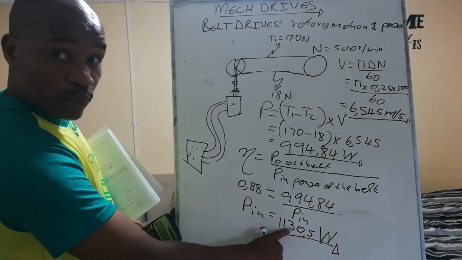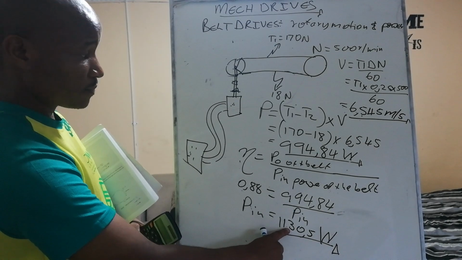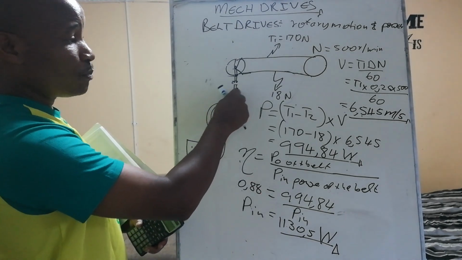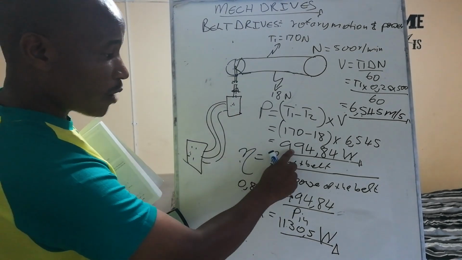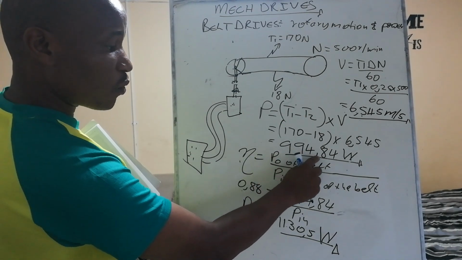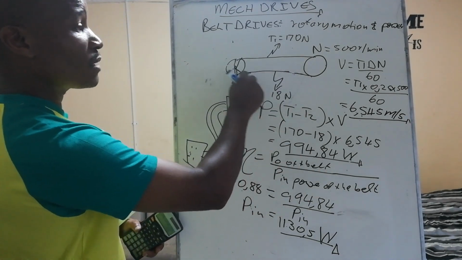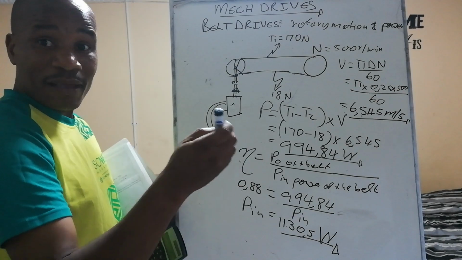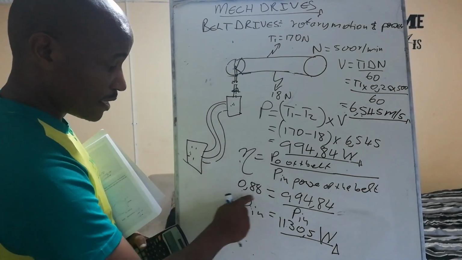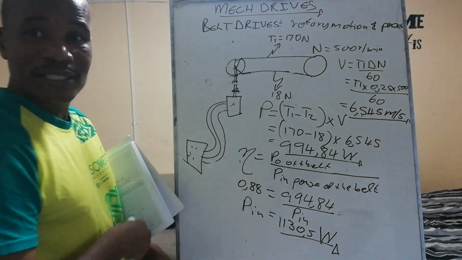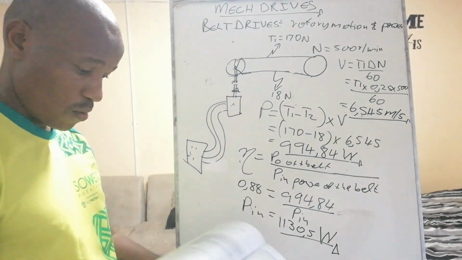What does this mean? This is the output of the motor. But on that output, only an amount of 994,84 is transferred by this belt when the efficiency of that belt is 88%. Basically, that's what those people are asking you.